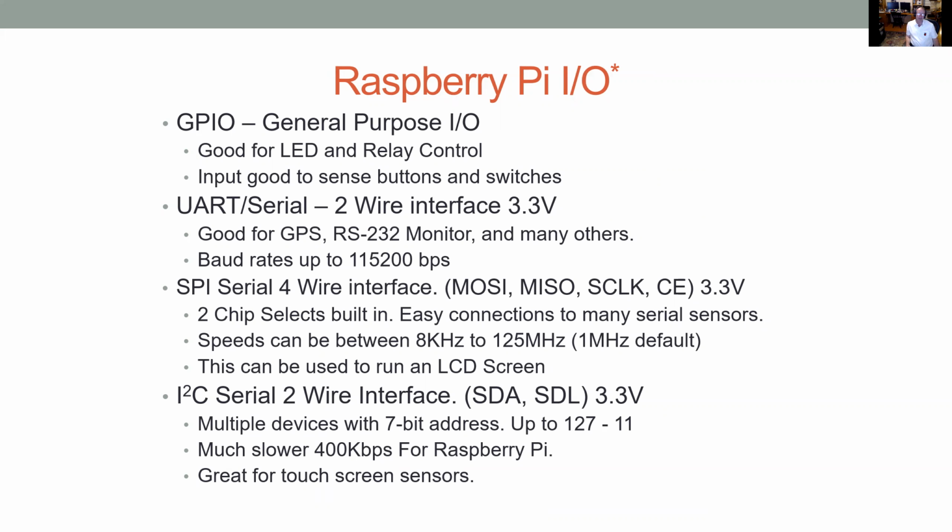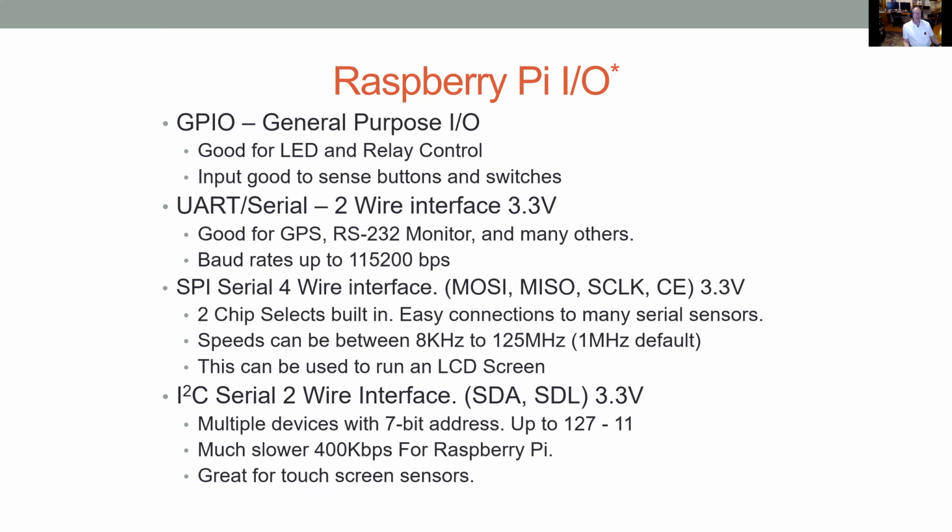There's the SPI bus. There's the 4-wire interface. This goes up to, on the Pi, 125 megahertz. The default is 1 megahertz. So watch out if you got something that needs a slower clock speed, you will need to change it. But this is a super fast interface that can easily run some of these smaller LCD screens. So it's a good way to put these smaller LCDs onto the system.